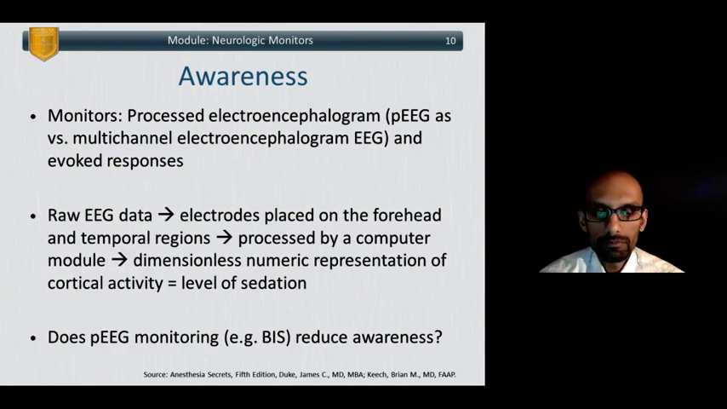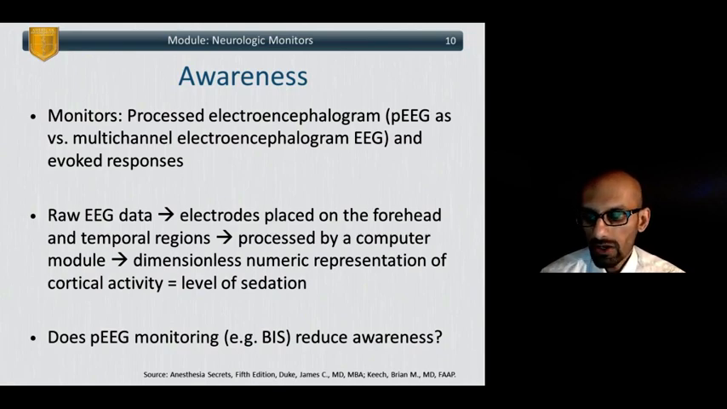So you may frequently utilize processed EEG monitors. There are about 10 available on the market that all essentially take cortical frontal lobe electrical activity from the brain and filter it to get rid of the electrical noise and process it into a dimensionless index that gives you essentially a gauge of how sedated the patient is. These are not awareness monitors, although the proprietors would love to have you believe that. They simply give you a rough gauge of frontal lobe depth of anesthesia.